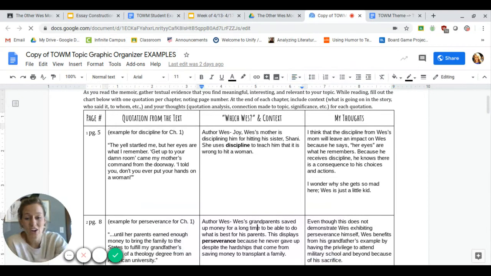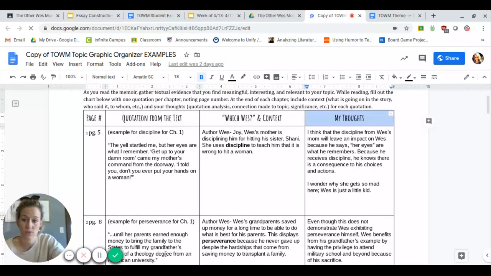you essentially already have your CSET information provided. You are going to get your claim from the My Thoughts section as well as your thesis. You are going to get your support from the which Wes and context box, and then you're going to get your evidence from the quotation from the text box. Then your tie-up, if you did your thoughts box well, is already in there waiting for you to pull out.